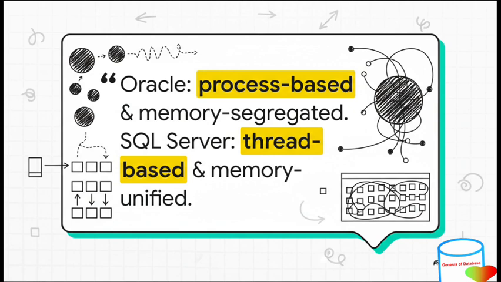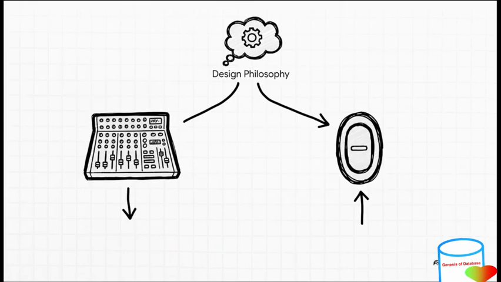Oracle isolates and separates resources for every single session. SQL Server pools and shares resources for all sessions. At the end of the day, this is the fundamental difference. Look, this isn't just some academic exercise. Understanding this core difference explains everything.